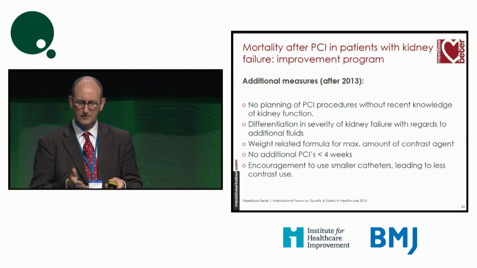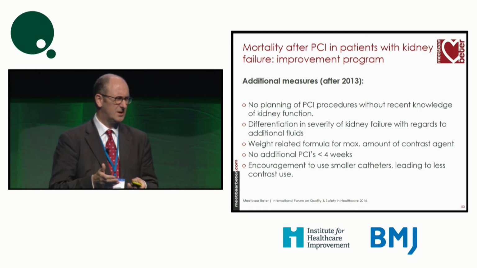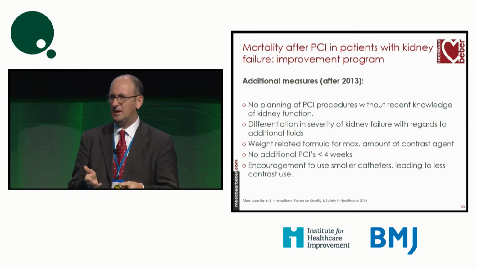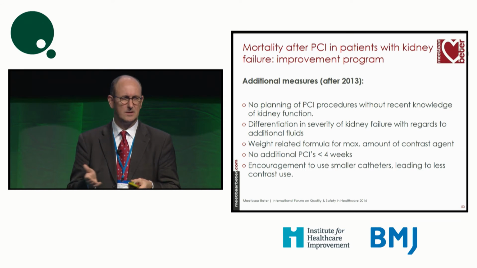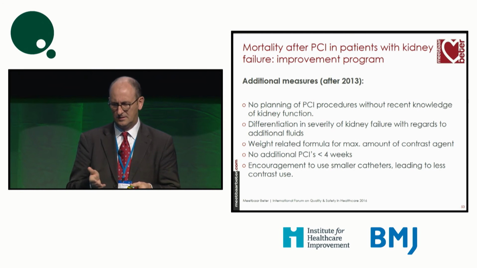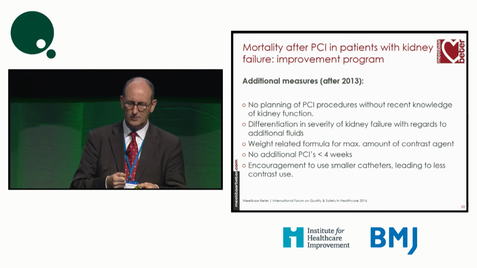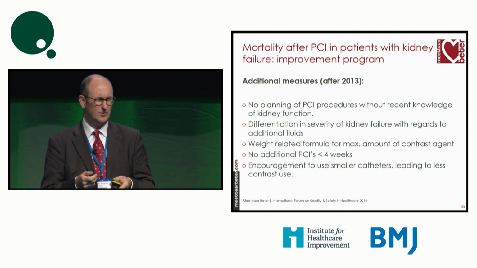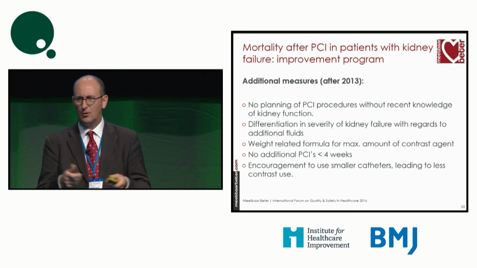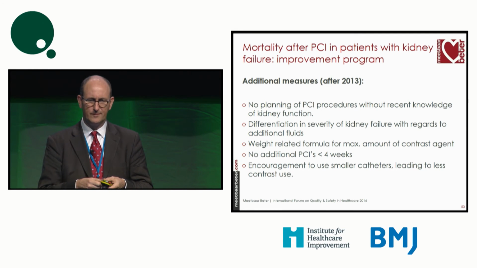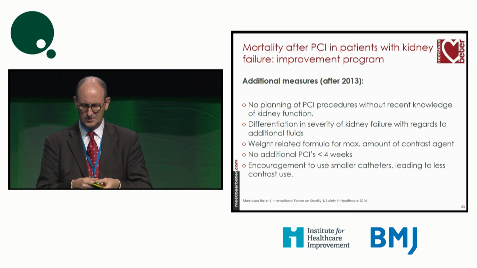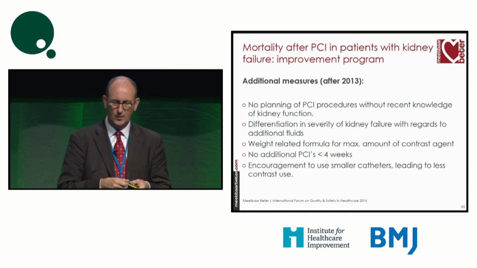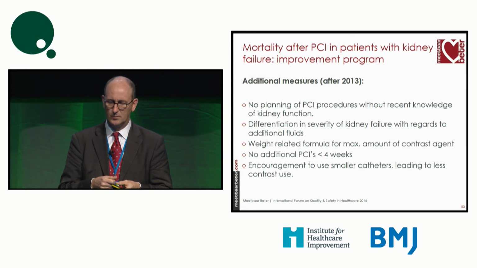They made sure that for each and every patient it was known what the kidney function was. This sounds pretty logical, but it appeared that it was not the case. Furthermore, they differentiated in severity of kidney failure with regards to the amount of fluid that was given. A patient with a very poor kidney function had a longer pre-treatment period with fluids to prevent further damage to the kidneys. And they applied a weight-related formula to calculate the maximum amount of contrast fluid that was allowed.